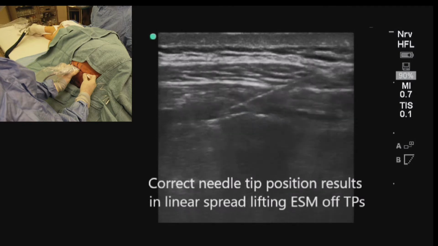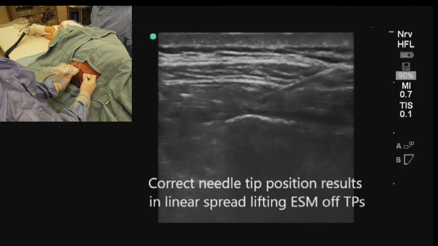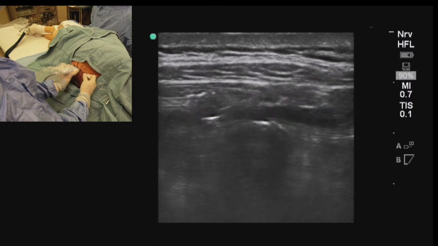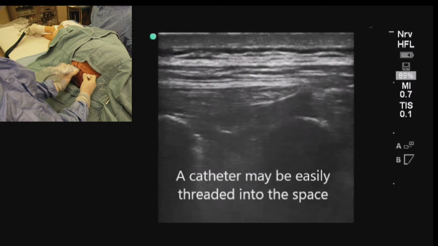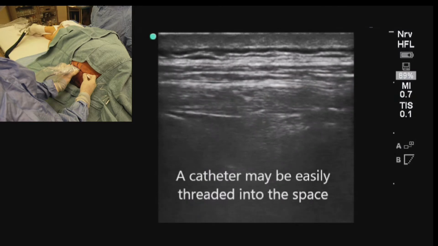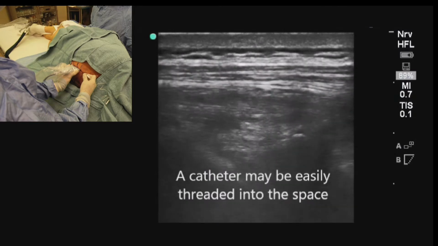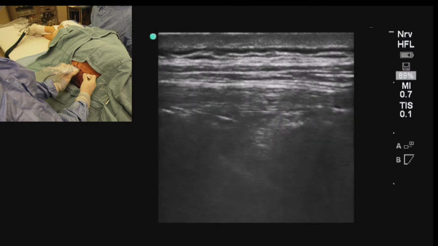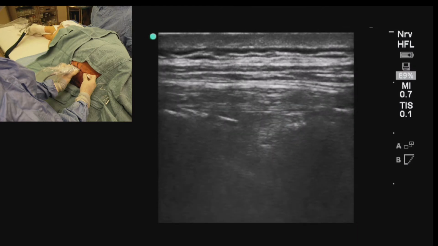And now you can see the tip of this needle, which happens to be a Tuohy needle, sitting in a plane of local anesthetic that, as we inject, opens up, spreads in both directions, and lifts the muscle off the transverse process. Once we've opened up that pocket with 10 to 20 mls of fluid, it's usually quite easy to thread a catheter into that space, as you can see here, and it sits quite nicely in that space. And by injecting fluid through the catheter and seeing again that characteristic linear expansion, we know that the catheter tip is in a correct position.